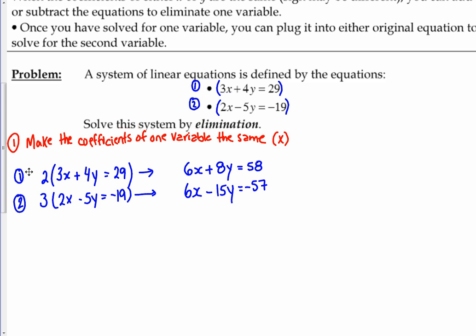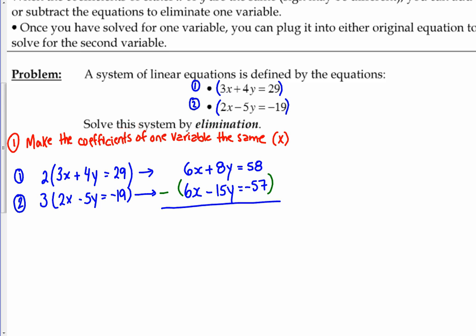Now, this step was different. Because we made the x's the same, we want to eliminate the x's. In this case, because the signs are the same, will I add them or subtract them to make it equal to 0? We're going to subtract. So I'm going to subtract the second equation from the first equation. Because if I had 6x minus 6x, what would that equal? It equals 0 x's. The x's will cancel out.